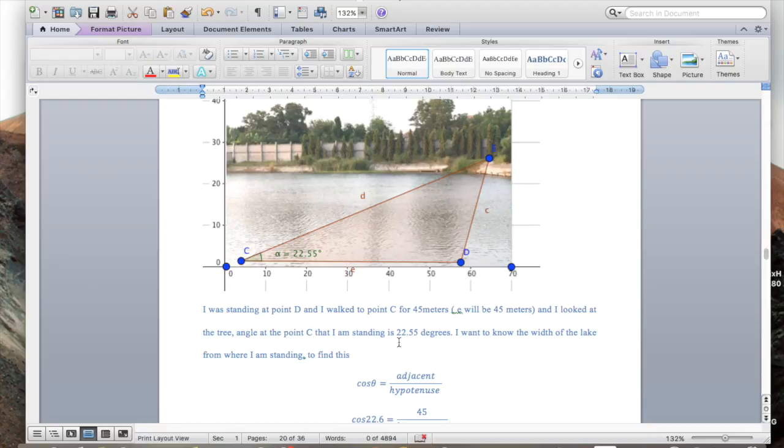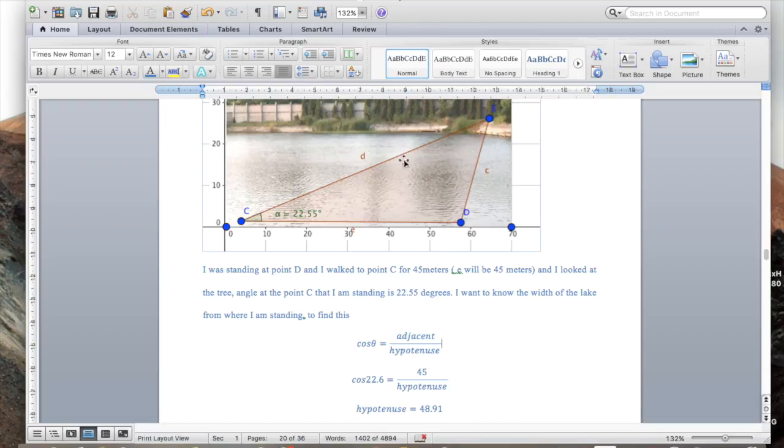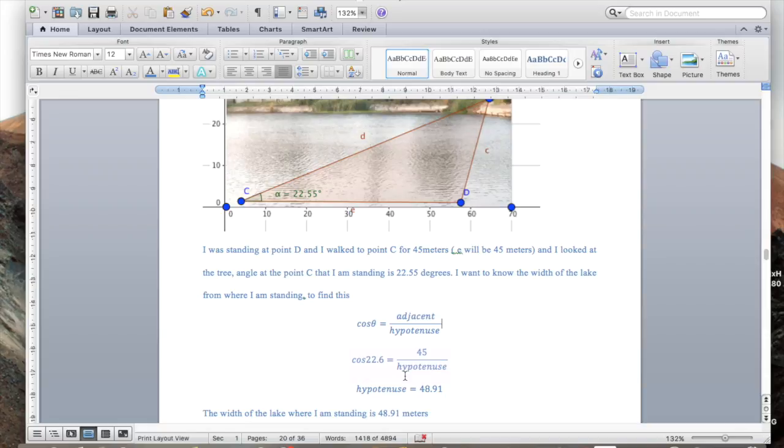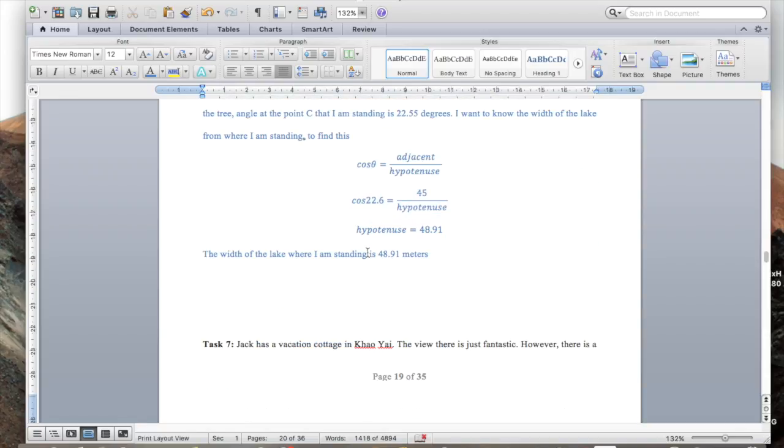The angle where I'm standing is 22.555 degrees, which is here. And I want to know the width of the river from where I'm standing to this point. I use cos for it because I want to know the D, which is the hypotenuse. And yeah, I got the answer is 48.91 meters.